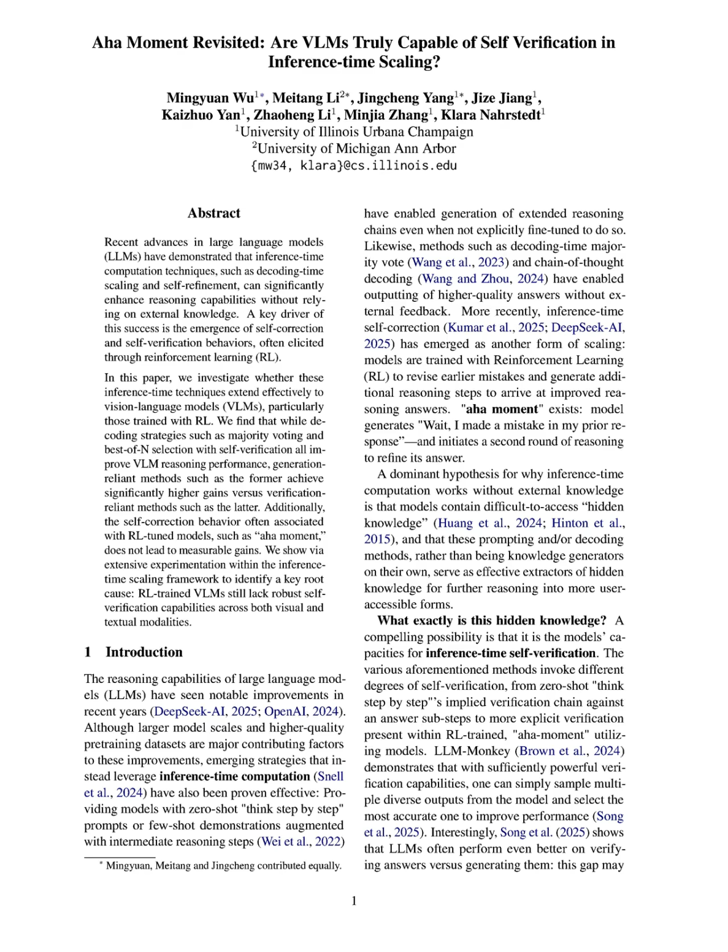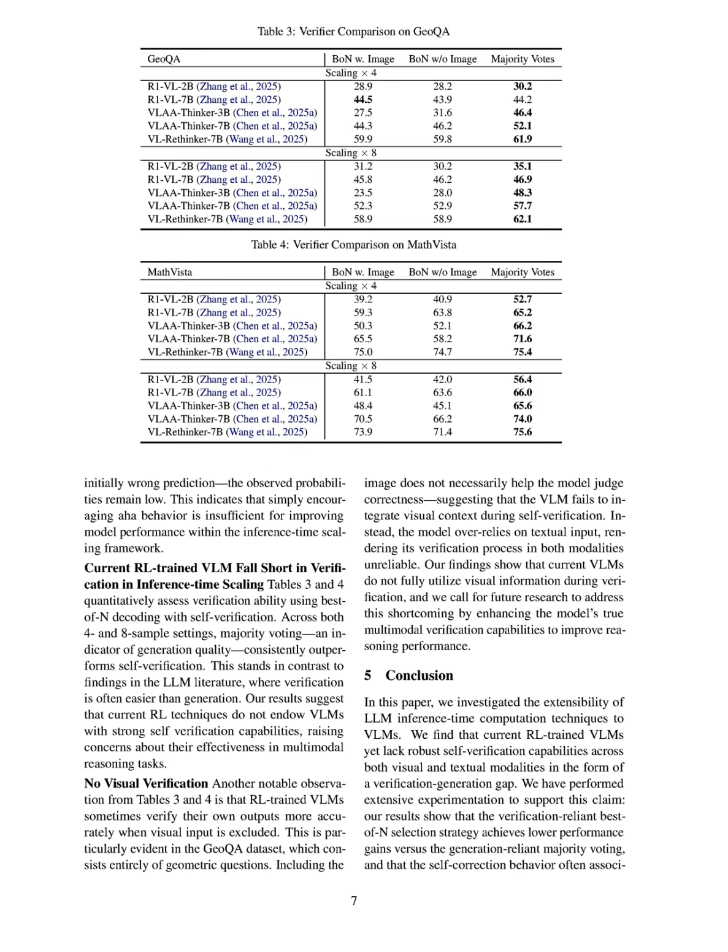Additionally, we found that VLMs sometimes performed better in self-verification tasks when visual input was omitted, indicating a failure to effectively leverage visual information. Overall, our findings suggest that current RL-trained VLMs struggle with self-verification, which limits their reasoning capabilities compared to existing approaches that emphasize generation quality.